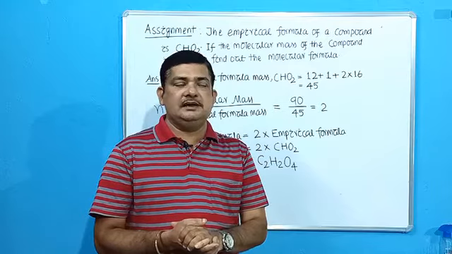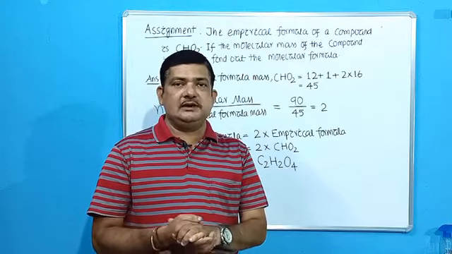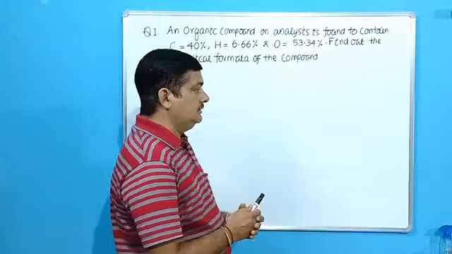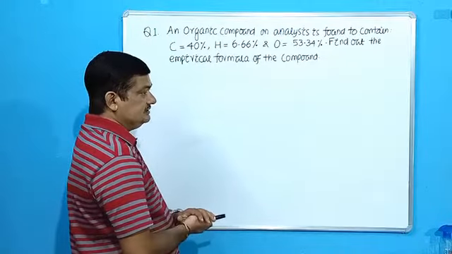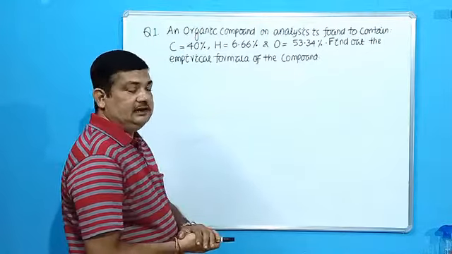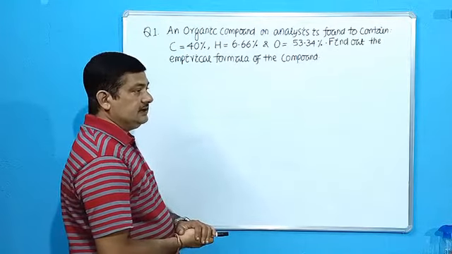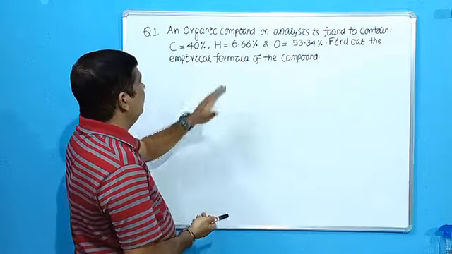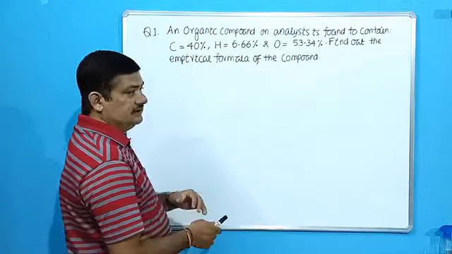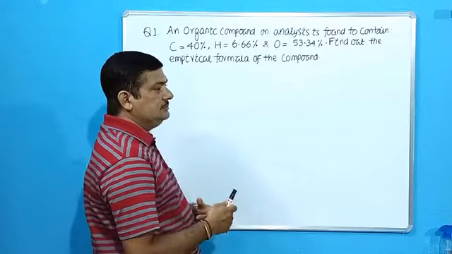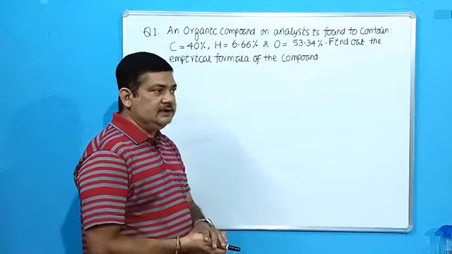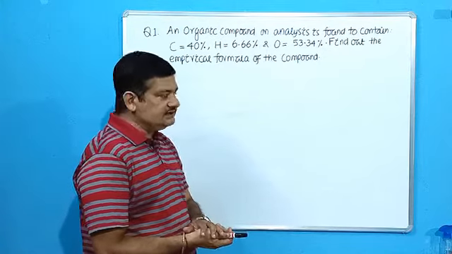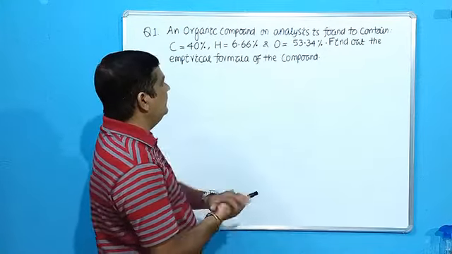Next we will be solving some typical numericals based on estimation of compounds, as was done in earlier days. Suppose the question is like this: an organic compound on analysis, that means on estimation. Estimation means you have to find out the constituent elements in the percentage in which those elements are present. That is estimation.